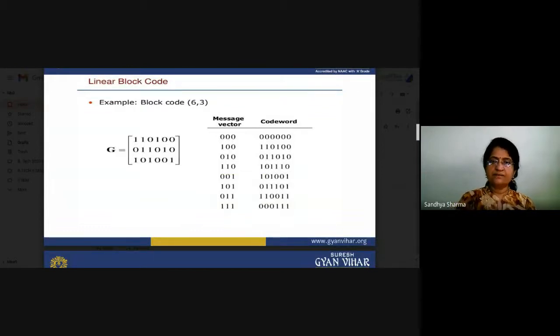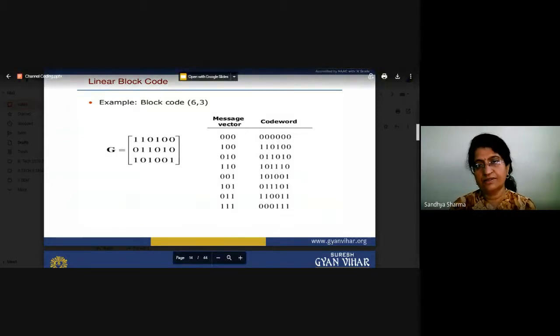We have a generator matrix, we have a message bit. So by using the formula C is equal to G into M, we can find out the code word of all these messages.